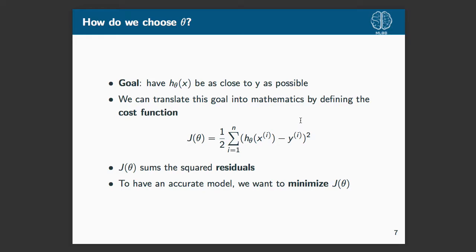And this cost function gives us a cost about how bad our model is. And you can imagine that our goal is to have the smallest cost possible. The smaller the cost, the better we're able to estimate the true function. And so again, to have an accurate model, we want to minimize J of theta. So now I'm finally using the word minimize. We want to minimize this objective function.